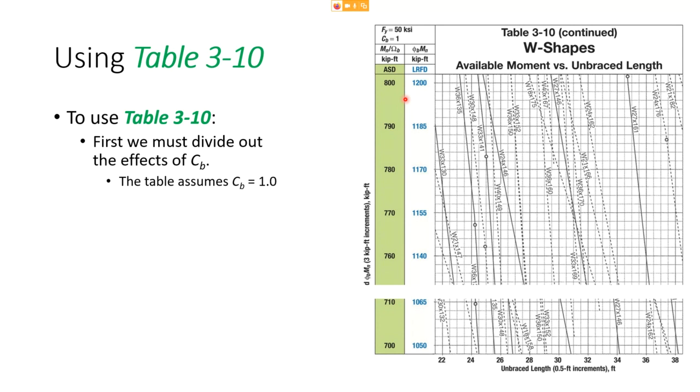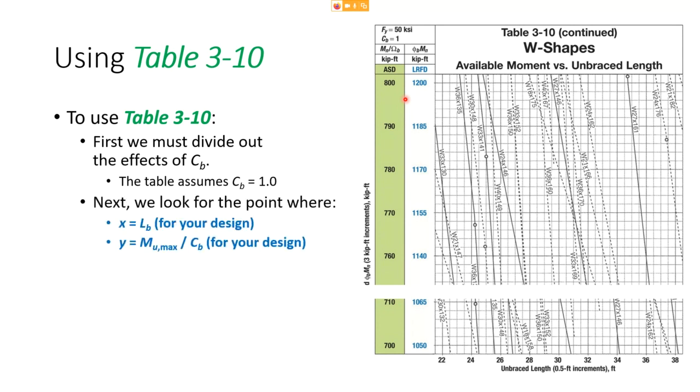Now, the next thing that you do is look on the x-axis and the y-axis for your point of interest. Your point of interest is the LB for whatever design you're looking at, and your y is your maximum moment divided by Cb.